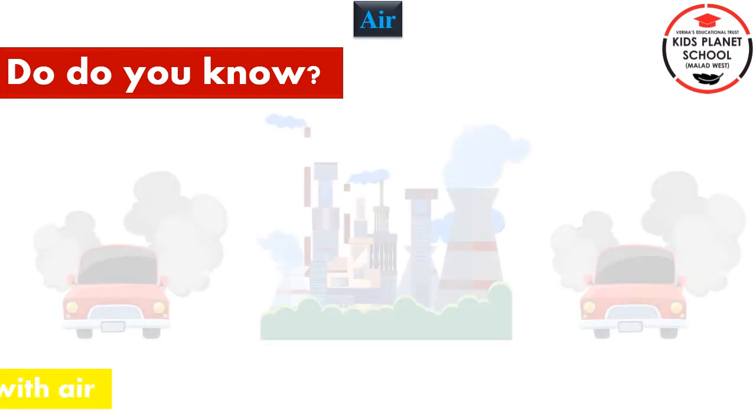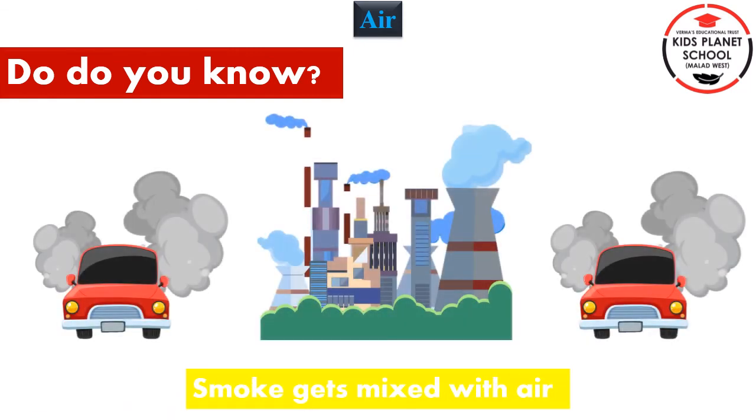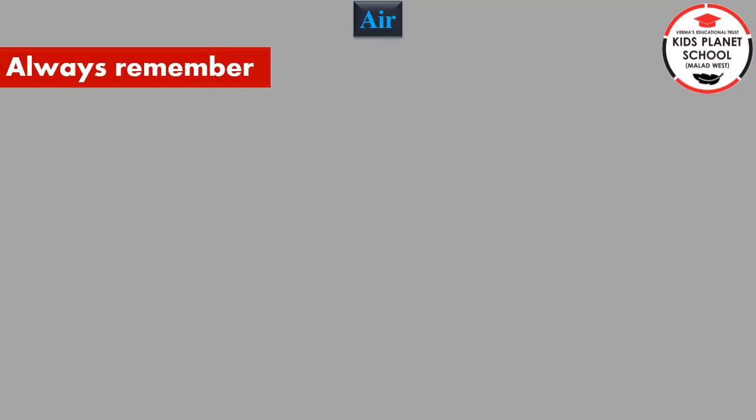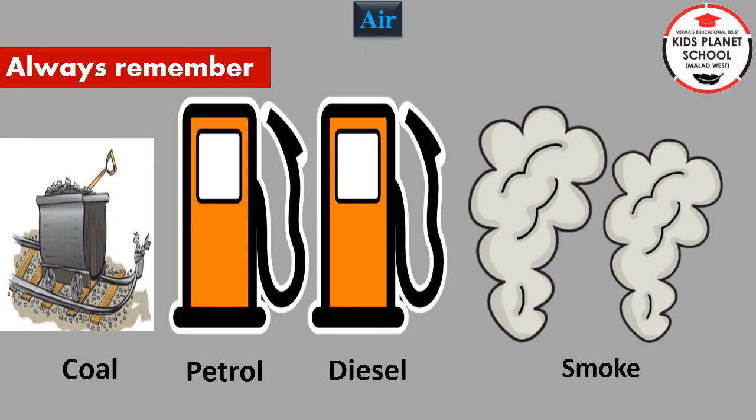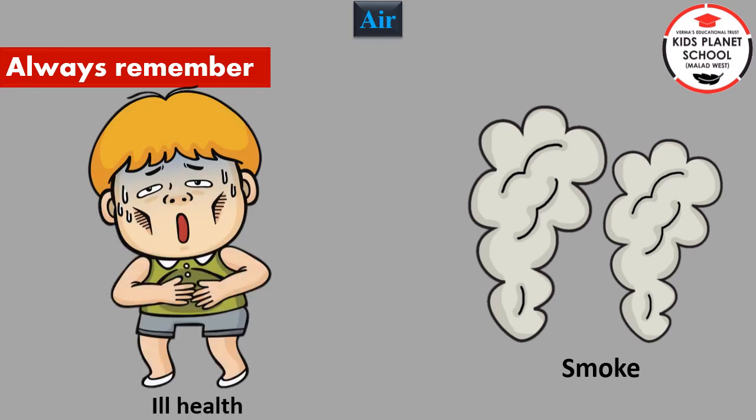Do you know, when burning takes place in the factories, vehicles, or stoves in the kitchen, it gives out smoke, as you can see in the picture. This smoke gets mixed with the air around us. Always remember, when fuels like coal, petrol, diesel burn, they give out smoke while burning. And when this mixes with the air, it can cause ill health. If there is a large amount of smoke in air, it will affect our health.